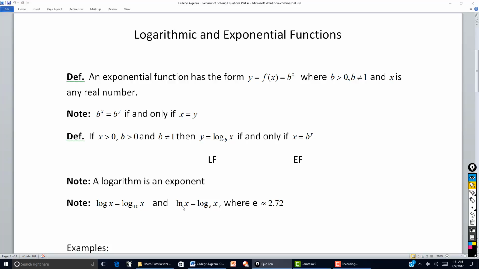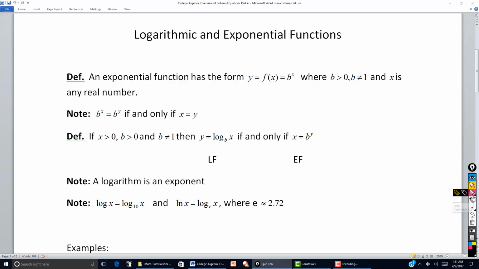Now if you see ln of x, again with no base, that's understood to be what is called the natural log function, and the base is understood to be e. So ln of x is the same thing as log of x to base e, where e is approximately 2.72 to two places. Okay.